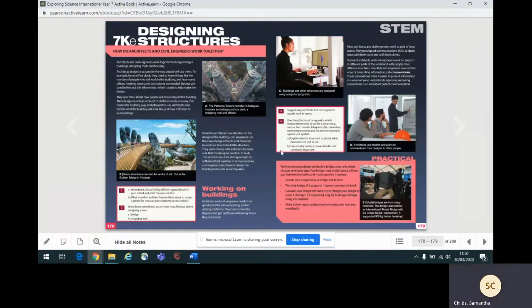One of the topics in each unit also has a STEM topic. This page focuses on a particular STEM career and skills associated with it. It links to the unit content too. Here in 7K, the STEM topic is 7KE, Designing Structures, which is based around the STEM skills used by architects and civil engineers in their work. There is always a practical or activity box at the end of the unit linked to the career and the skills explored.